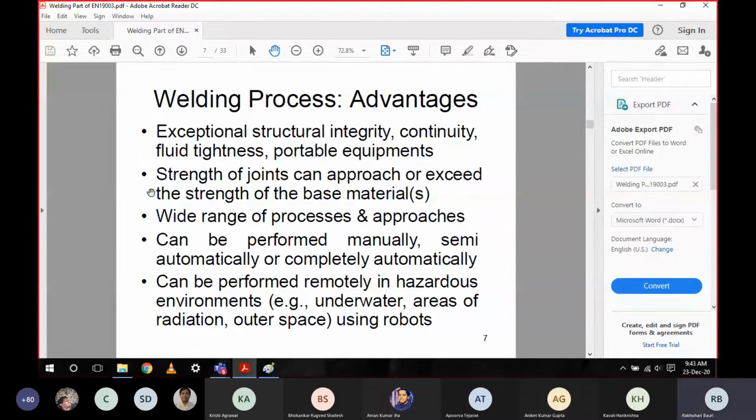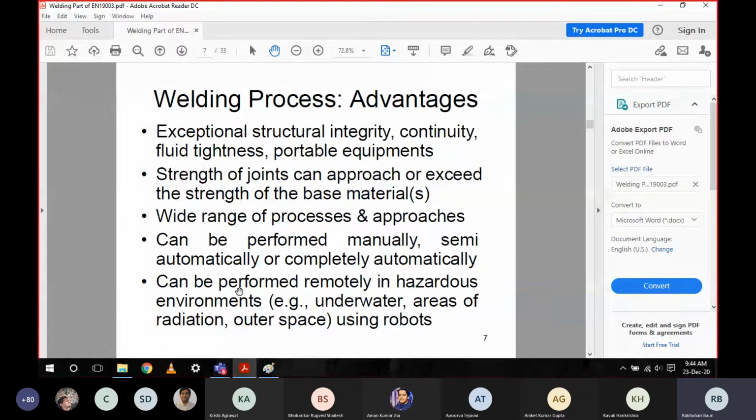Now the second advantage is that the strength of the joint can approach or exceed the strength of the base material. I already explained that the motive is to make uniform strength, and if you are getting more strength, then it is okay. The third advantage is a wide range of processes and approaches. It means you have various processes.